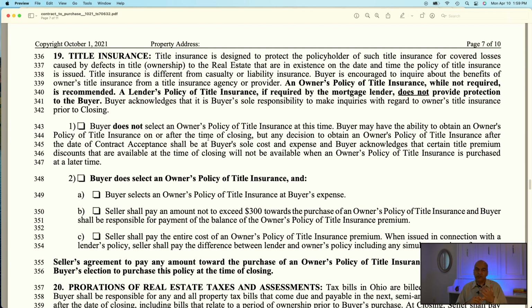It's a one-time fee, it's paid upon closing, and in this case too, the buyer can ask that the seller pay for it, the buyer can pay for it, or they can say no, they don't want it.